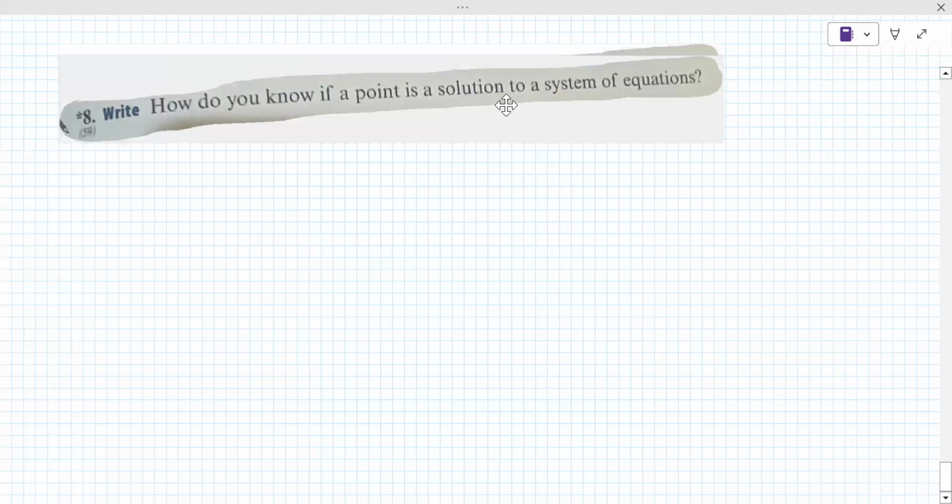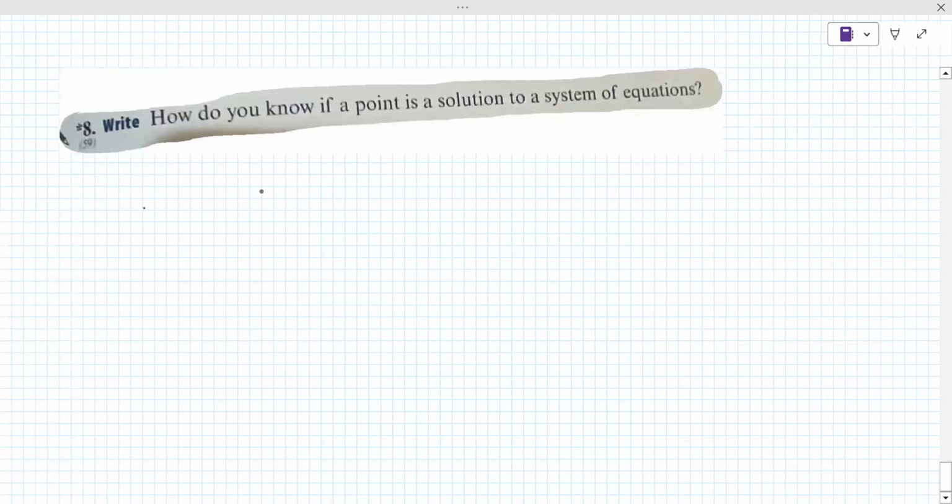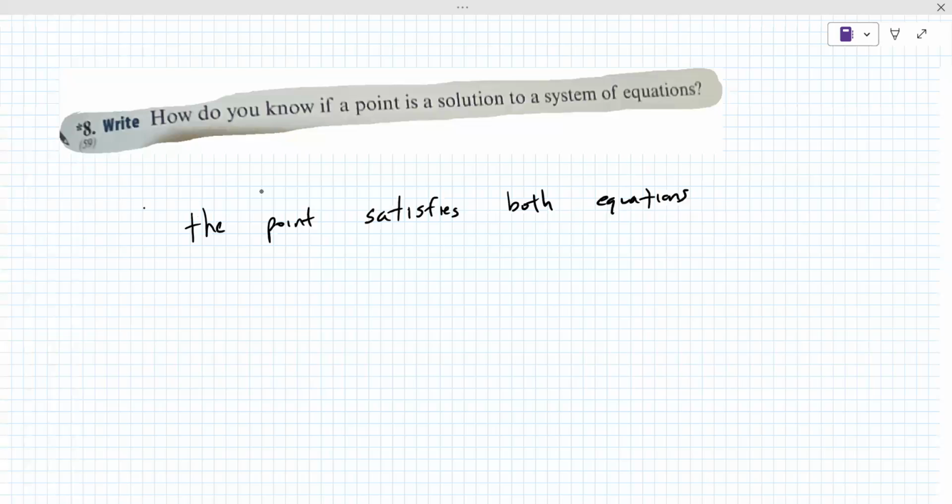All right. How do you know if a point is a solution to a system of equations? And the answer is that the ordered pair, or the point, we use the word satisfies, you could say works, satisfies both equations. And what that means is when you substitute x and y, it gives you the right hand side. We saw that in a system we solved earlier.